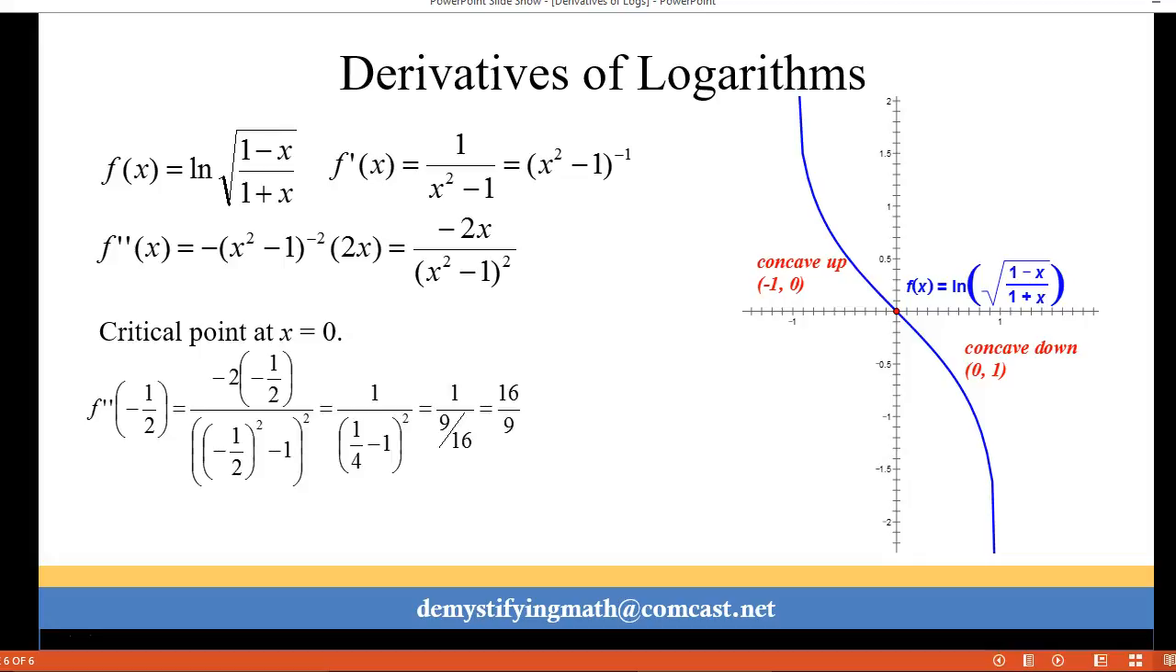So we're going to test a point to the left side of 0, and I plugged in negative 1/2. And I got out 16/9, which tells me that the graph is concave up from negative 1 to 0. And then I tested a point on the positive side of 0, and I got out negative 16/9, which tells me the graph is concave down from 0 to 1. And that means that we have an inflection point at (0, 0).